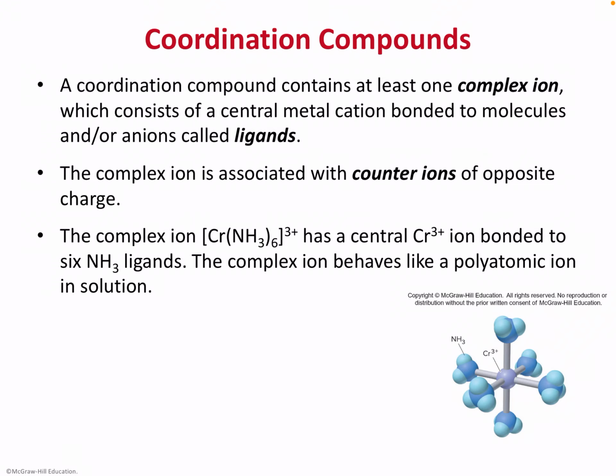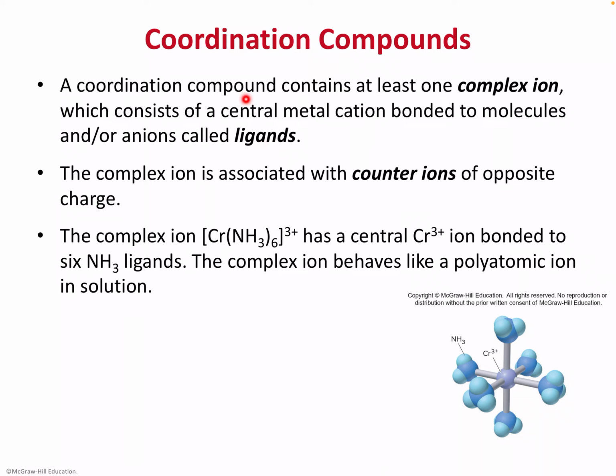Okay, so let's talk about coordination compounds. So what is a coordination compound? A coordination compound needs to contain at least one complex ion, which consists of a central metal cation bonded to molecules and/or anions called ligands.